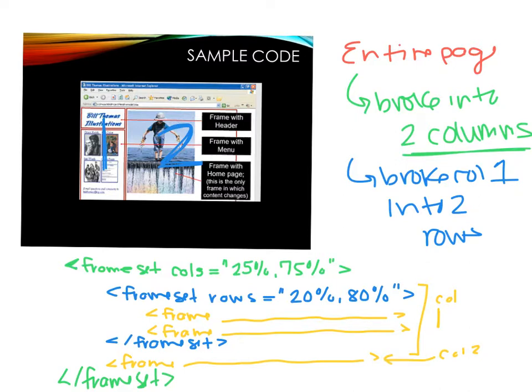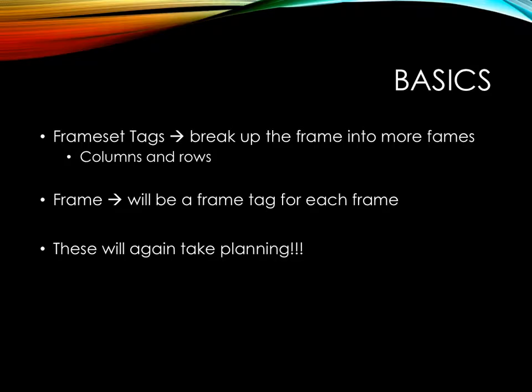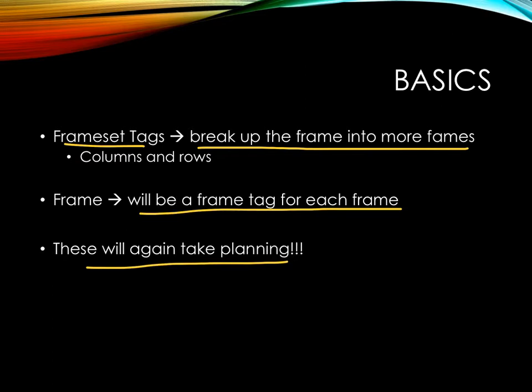So that's just frame sets on a general level, being able to think through how you might break it apart. Tomorrow, in the next lesson, we'll talk about the different attributes that we can use to define each individual frame. So just to recap, frame set tags break up the frame into more frames, so columns and rows. There will be a frame tag for each frame, and again, these will take a lot of planning, just like tables, just like image maps. You're going to want to think through it before you begin coding that particular frame definition file.